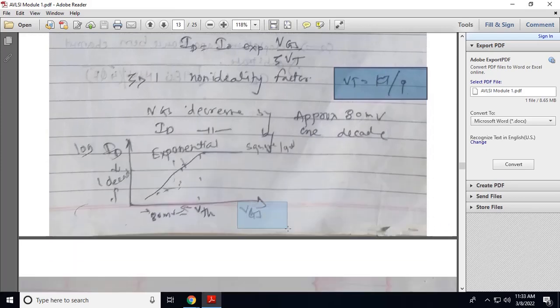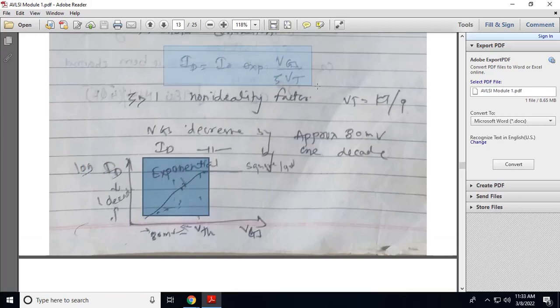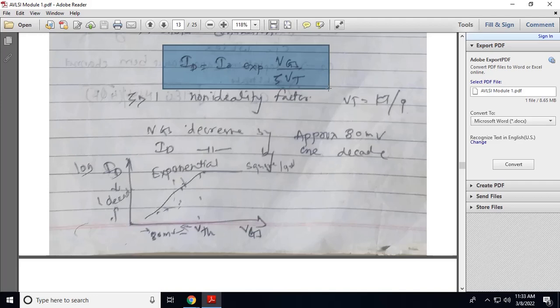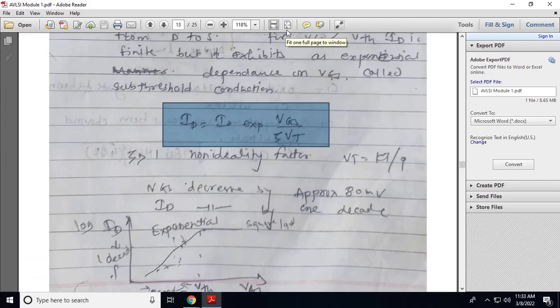When VGS is less than VTH, the transistor current ID is not immediately 0. It starts to decrease in an exponential manner, and that is given by this equation: ID is equal to I0 exponential VGS divided by zeta times Vt. So this is called sub-threshold conduction. When VGS is less than VTH, there is some weak inversion layer, due to which current flows from drain to source with some finite value, given by ID equal to I0 exponential VGS divided by zeta times Vt.